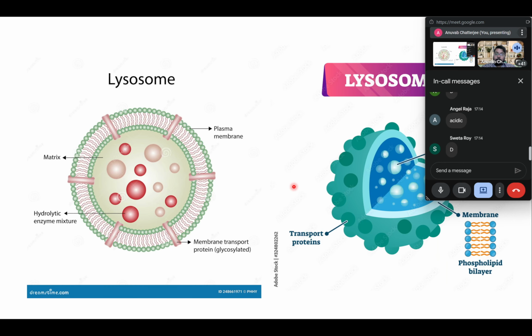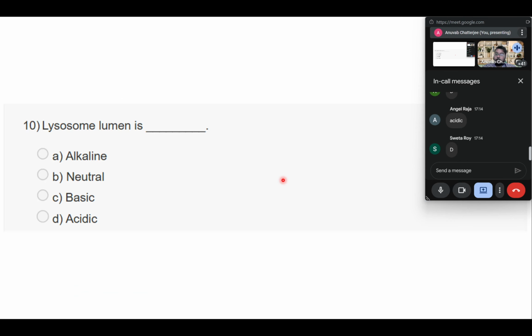Okay, and this is an image of the lysosome. So we have a matrix of the lysosome, the membrane, and the hydrolytic enzymes. The lysosome is a double membrane structure, so you have two membrane layers, and anything that fuses into it will just get degraded because of the acidic environment and the hydrolytic enzymes. So the correct option is D, acidic.